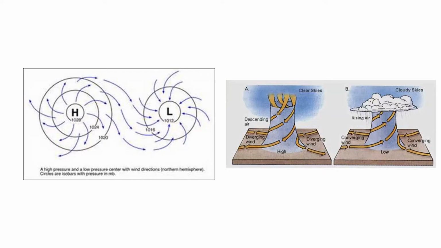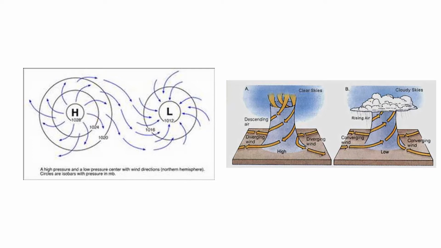Now we will talk about wind direction in high and low pressure systems. In high pressure, the wind looks to be moving clockwise and the arrows are moving away from the center. This is considered diverging. Whereas in the low pressure system, the wind moves counterclockwise and the arrows are moving towards the center. This is converging. The direction of these arrows are due to the Coriolis force.